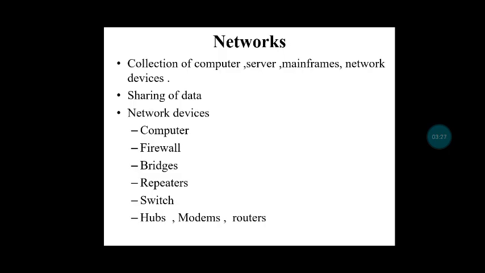Networks. In networks, we have several devices used for communication purposes. A network is a collection of computers, servers, mainframes and network devices. What is the main aspect of networking? You share data and information from one location to another location. Some of the network devices are: computer, firewall, bridges, repeaters, switch, hub, modem, and router.